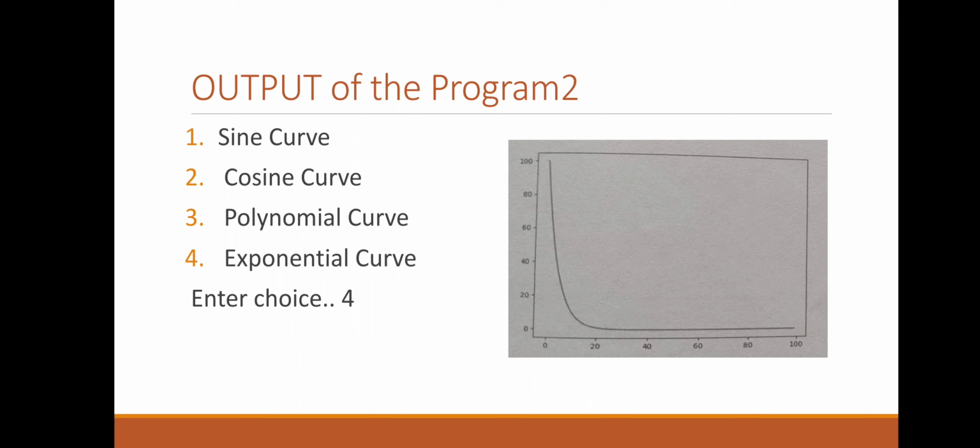So this is the output of program 2. We are given 4 options. We have to choose one. So here we are choosing option 4, that is the exponential curve. Then this will be the output of it. If we choose sine, cosine or polynomial curve, the output will be according to the choice we make.